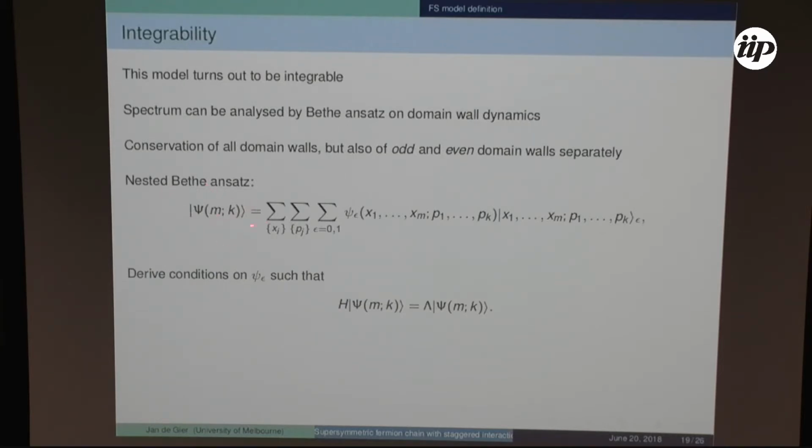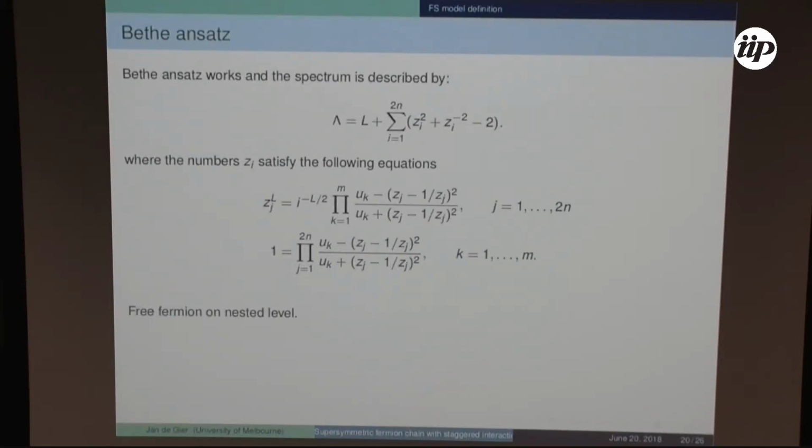And the coordinate nested Bethe ansatz looks like this. So we have a wave function that depends on the coordinates of all the domain walls. There are m of them. And then P1 to Pk are the indices of the odd domain walls. So there are k odd domain walls, and the coordinate of an odd domain wall is x_{P_i}. And so we want to know these coefficients psi. And you can go through the motions. It's a somewhat laborious calculation, but it can be done. And you can show that this indeed satisfies the eigenvalue equation.